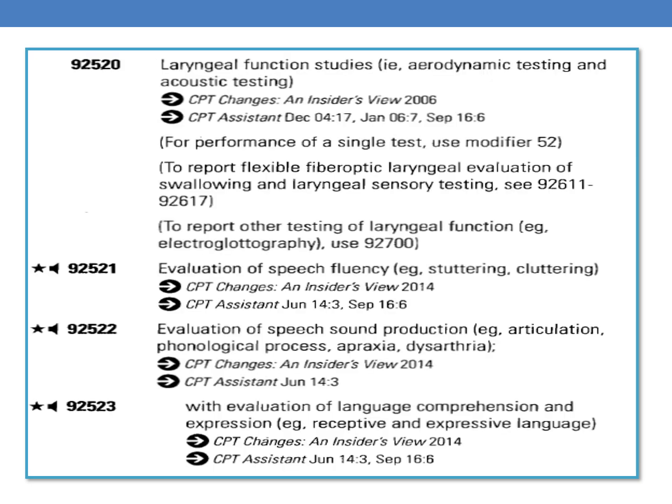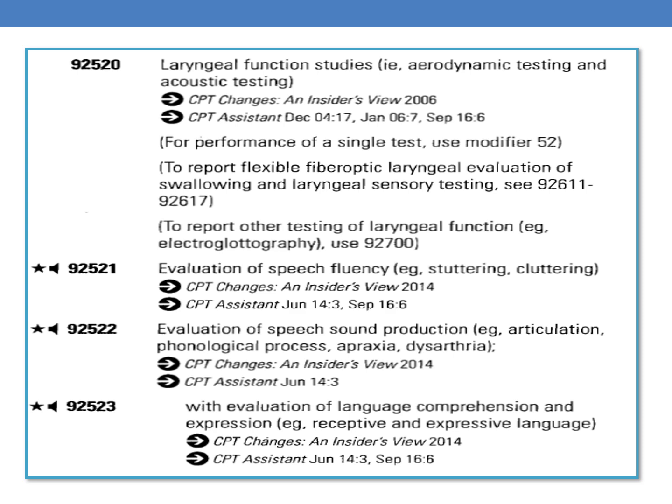The next is 92520. It includes laryngeal functional studies, for example aerodynamic testing and acoustic testing. And for performance of a single test, you need to use modifier 52. To report the flexible fiber optic laryngeal evaluation of swallowing and laryngeal sensory testing, you need to refer to another CPT set, that is 92611 to 92617. We will discuss this when we talk about that particular topic. So 92520 must be reported for laryngeal functional studies, for aerodynamic testing and acoustic testing.